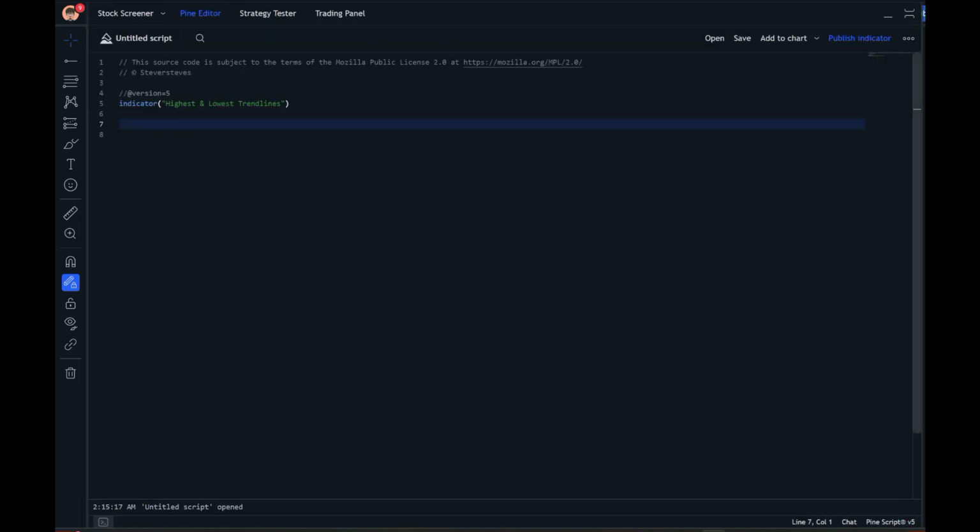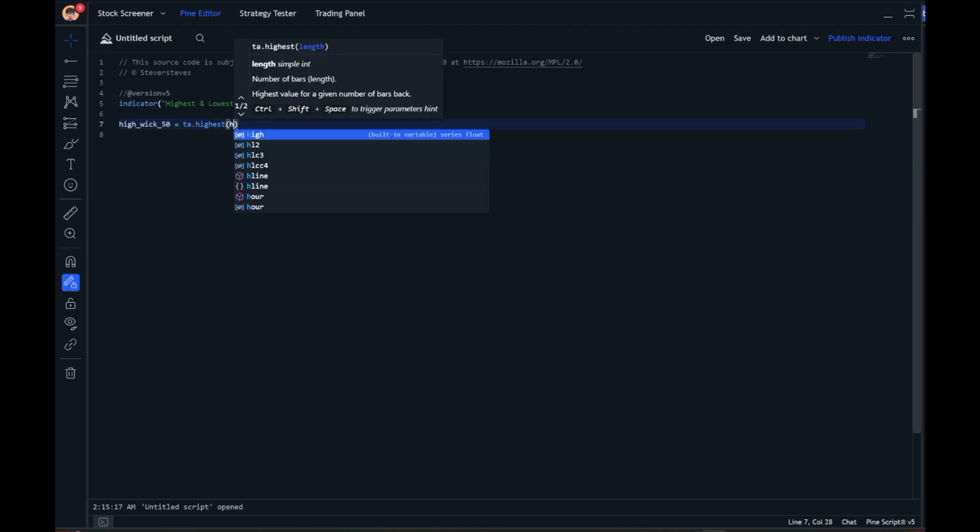So what we're going to do is make a variable. Now a variable is just something that tells Pinescript what we want. We're going to make a variable called high wick 50. We want it to look for the highest wick within the past 50 candles. So we're going to say high wick equals, and use that ta.highest function. Because we are looking for the high wicks, we need to say high.